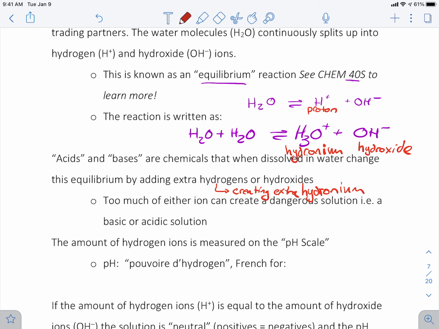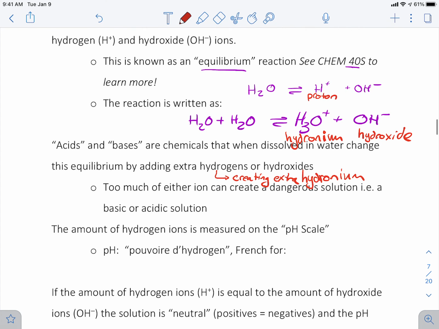The amount of hydrogen ions is measured on a scale. So these hydrogen ions, or hydronium, they're equal in number, are measured on a pH scale. pH stands for pouvoir d'hydrogène, which is power of hydrogen, or hydrogen power scale. Hydrogen power. And that is because it is a base 10 system.